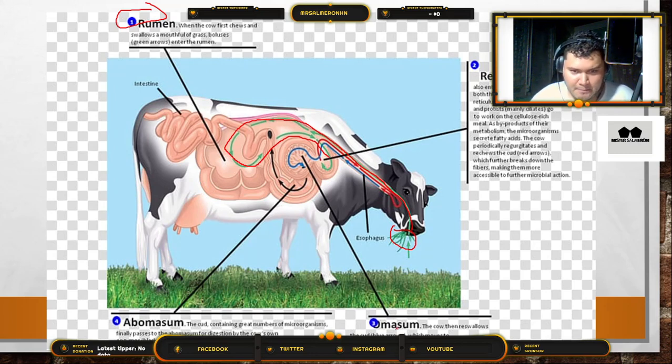Then we have the omasum. The cow then re-swallows the cud, the blue arrows, which moves to the omasum, where the water is removed. Because remember that the plants that they ingest are full of water, plus the saliva of the cow. So most of that water is extracted from the boluses of food. And then we have the next movement to the abomasum. In the abomasum, the cud, containing a great number of microorganisms, finally passes for digestion by the cow's own enzymes, and then it moves to the intestine, and that's it.